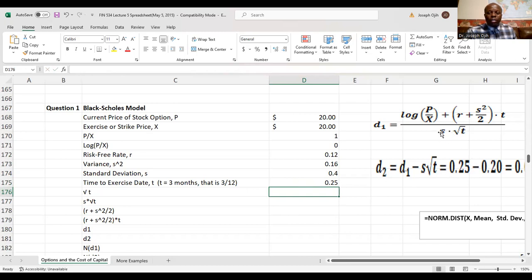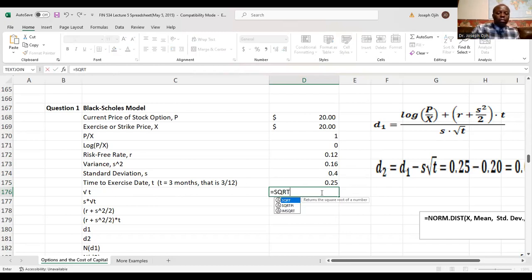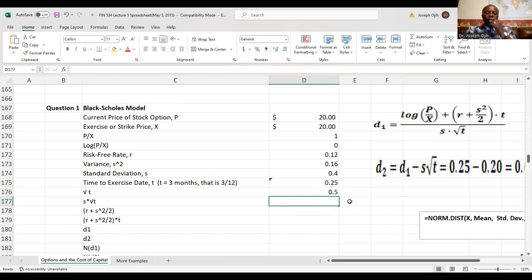Root T, because like I said, I separate the parts of the formula, get the separate parts, then combine them. So the square root of T, remember this is the T right here. Square root will be equal SQRT. It pops up. Double click, click on the T, close the parentheses, and press the enter key. It gives you 0.5.